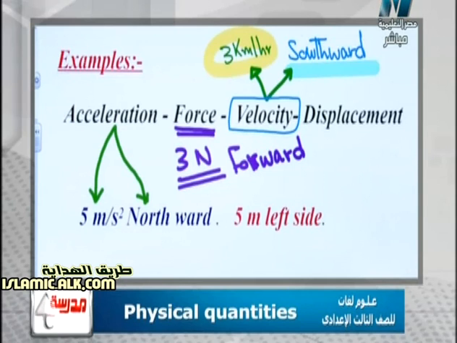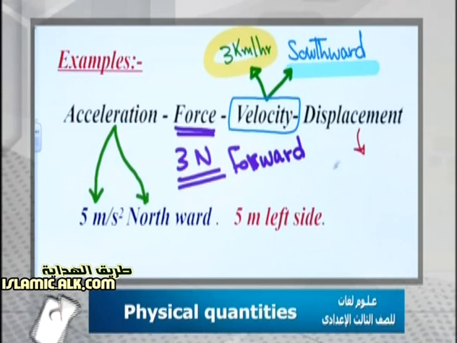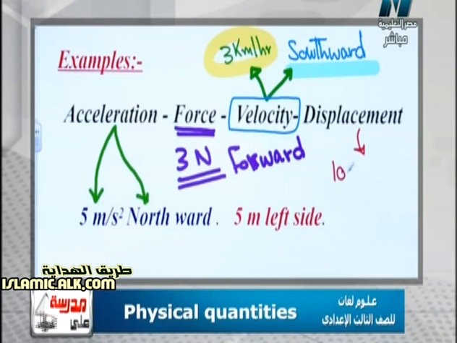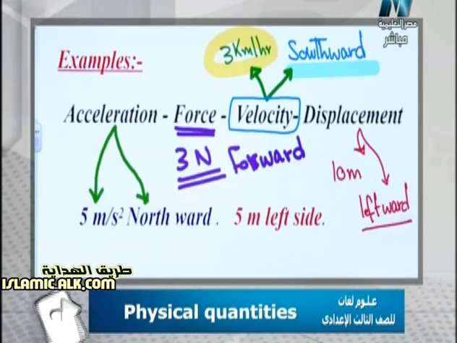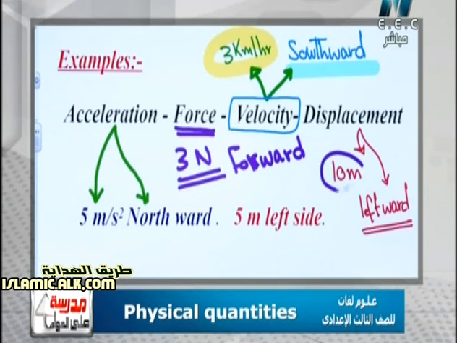Displacement. We see together here something called displacement. Displacement has a measuring unit like distance, for example 10 meters. But we have to identify its direction, for example leftward, or the left side. So we identify by magnitude and we identify by direction.